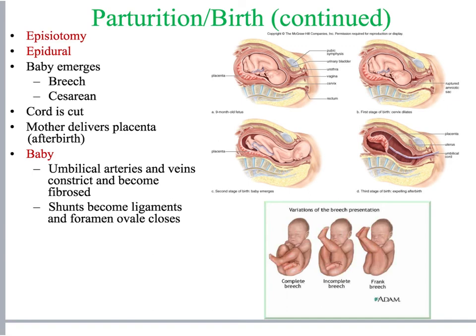All right, so crowning occurs when the largest dimension of the baby's head distends the vulva. The baby's neck extends as the head exits from the perineum, and once the head has been delivered, the rest of the baby's body is delivered much more easily. After birth, the umbilical cord is clamped and then cut.